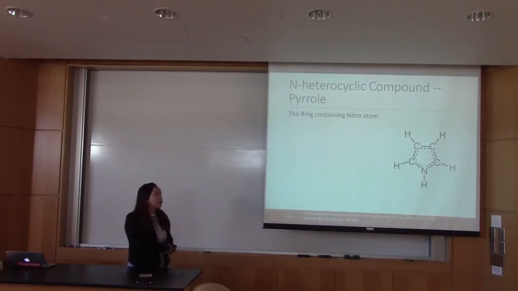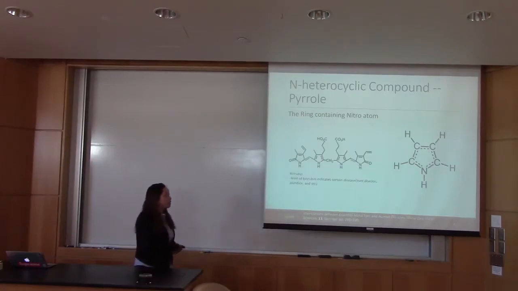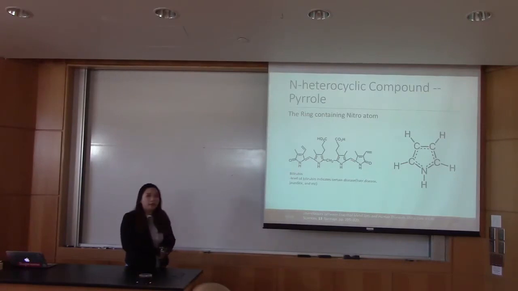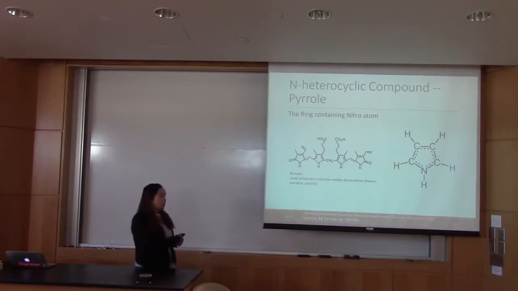And pyrrole is very important in natural products and medicine studies. So they are involved in lots of drugs or natural products. For example, this is bilirubin. Bilirubin is contained in the human body, and the level of bilirubin can indicate a certain disease. And this is one pyrrole ring here, and this is another one.